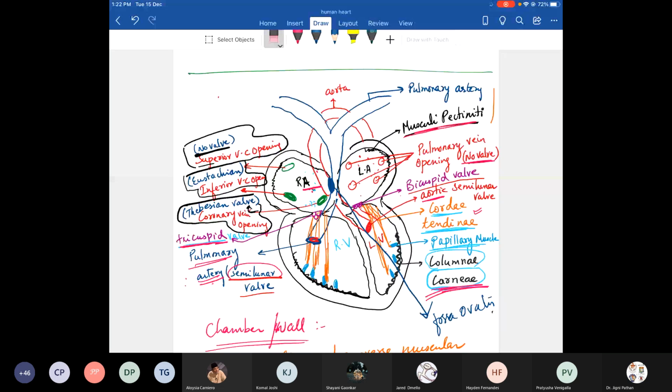Then comes what? Then there are the ventricles. Now, there is a right ventricle and there is a left ventricle.